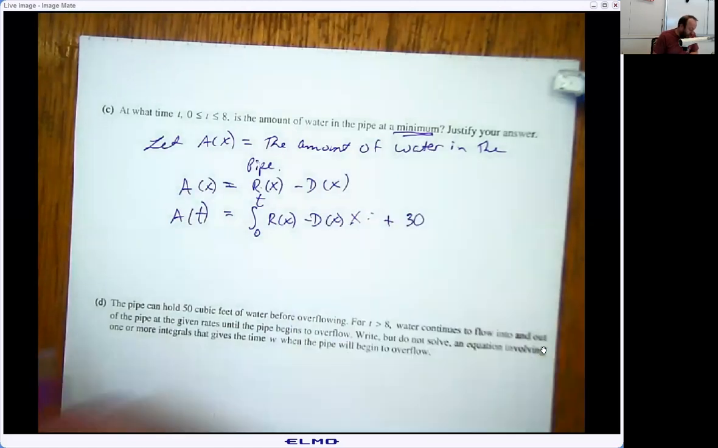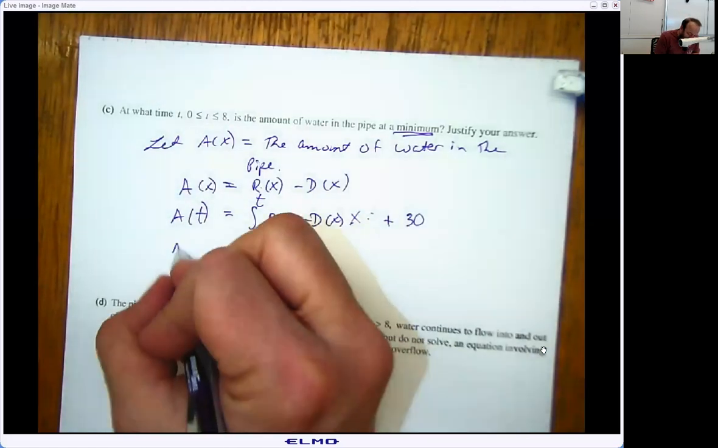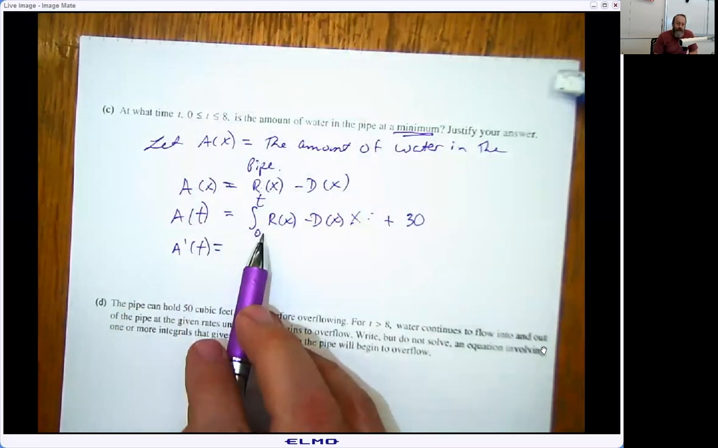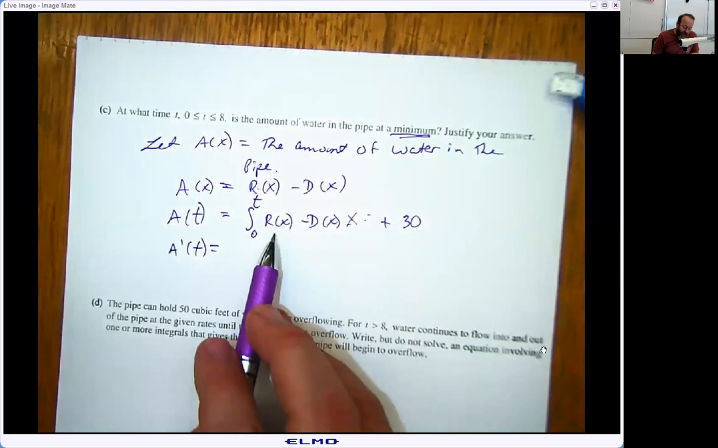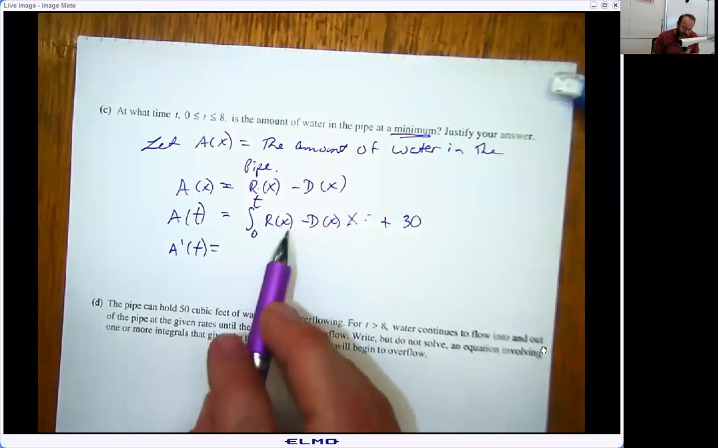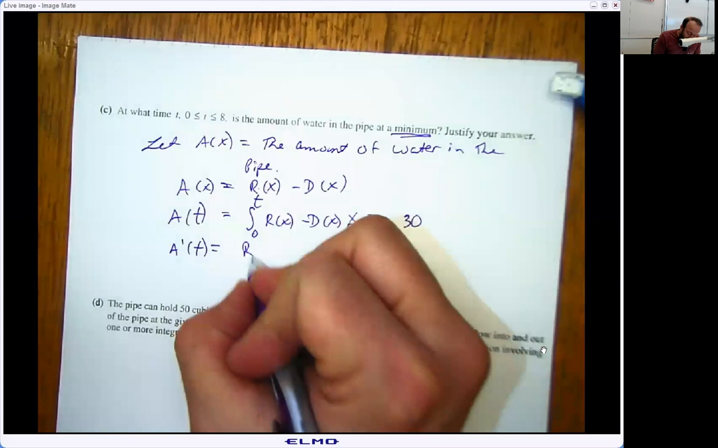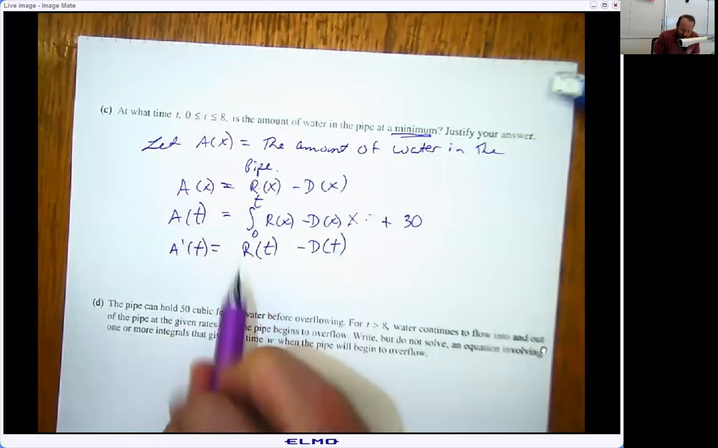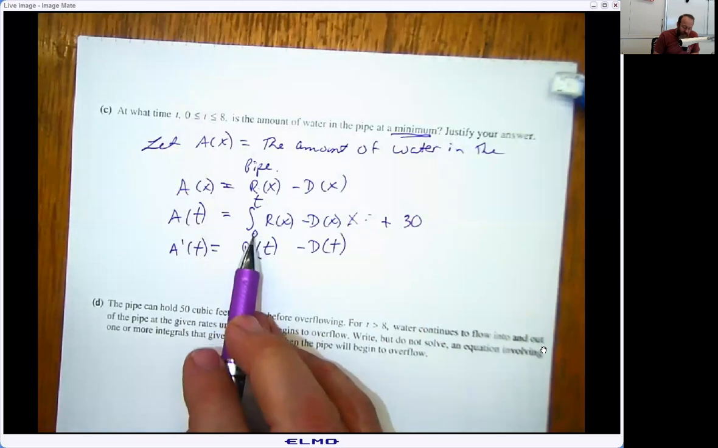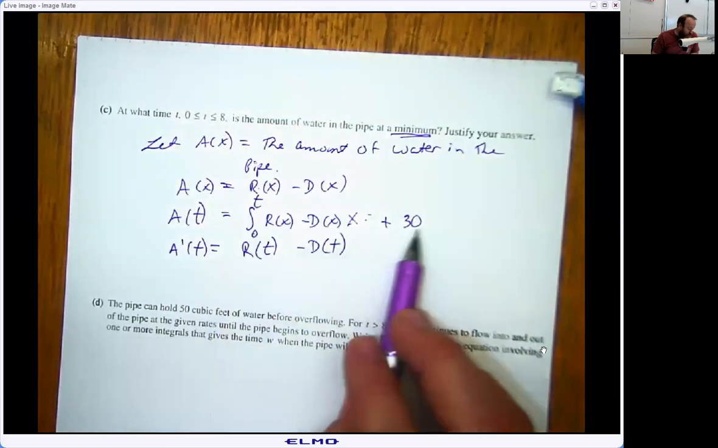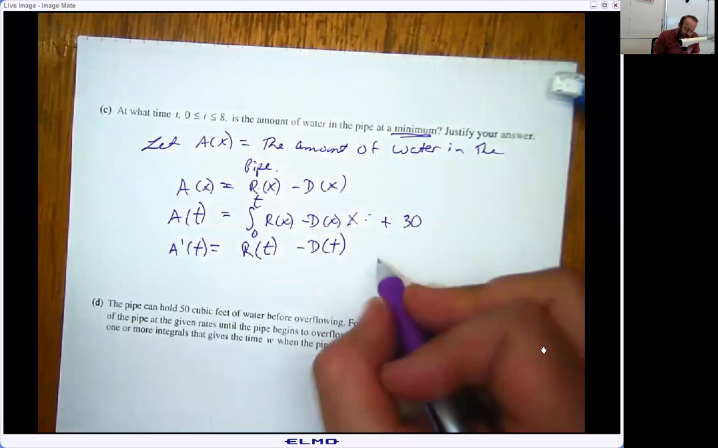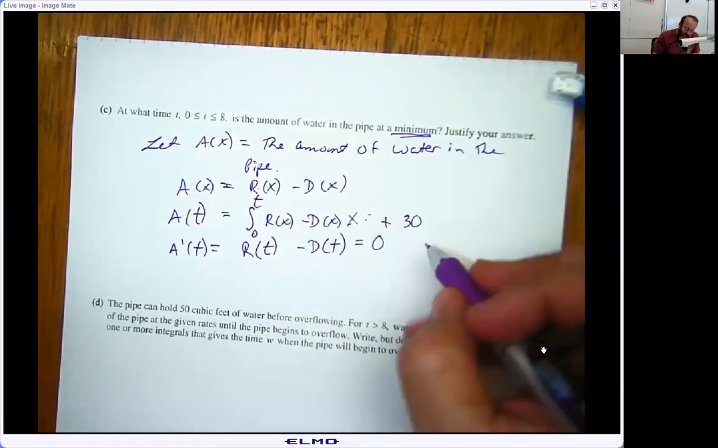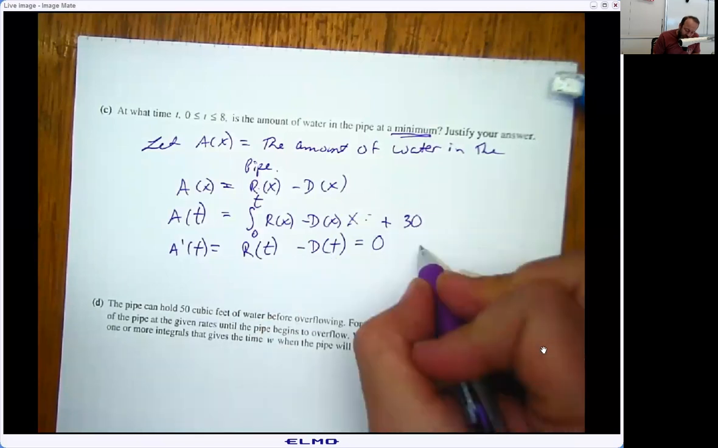And so in optimization, what we want to do is we want to do the derivative. Now, of course, the fundamental theorem of calculus would say that the derivative of the integral gives you the original function back. So that would be r of t minus d of t from this upper bound. Of course, when I take the derivative of the 0 portion, it would go to 0, as would this 30. And so if we optimize, we want to set that equal to 0. In other words, where is r of t equal to d of t?